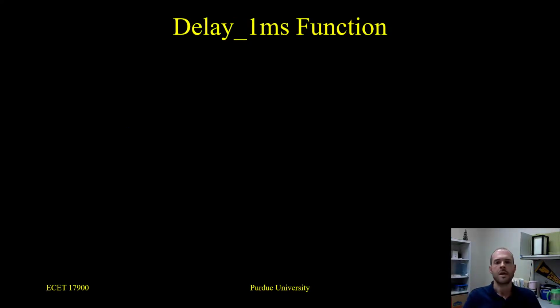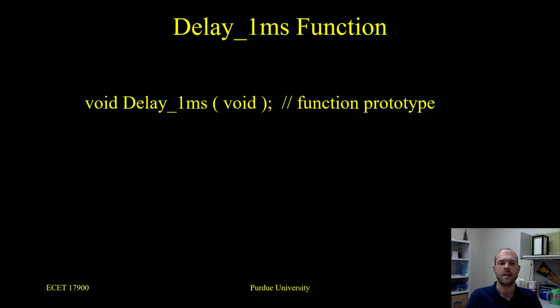So back to what we did last time, we just want to highlight that we are creating this 1 millisecond delay function. And the last video talked about the specifics of setting up the timer to do that. Today, we want to make our function delay_1ms that does what we defined last time.